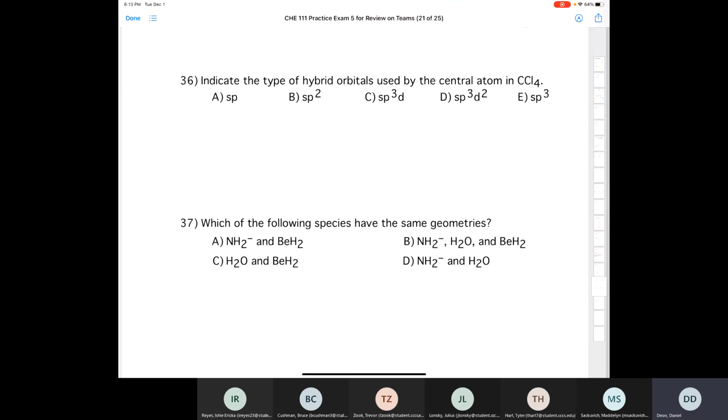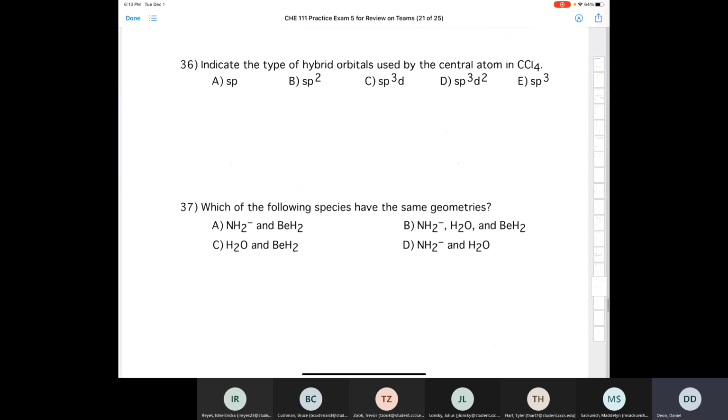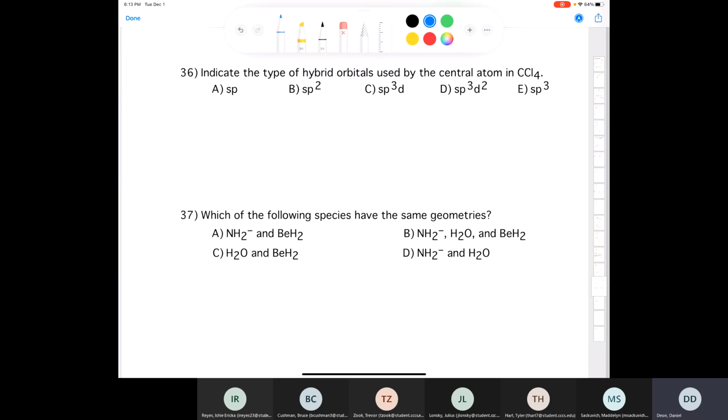Okay, Chemistry 111, this is practice exam 5. This is the second part, and we're on question number 36. It says, indicate the type of hybrid orbitals used by the central atom in carbon tetrachloride.